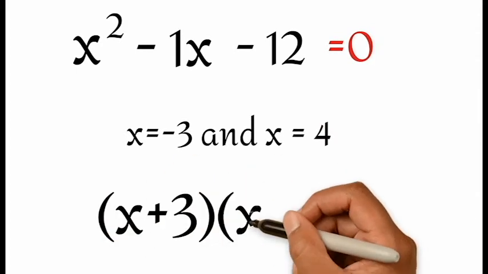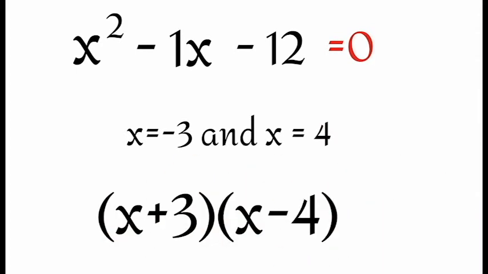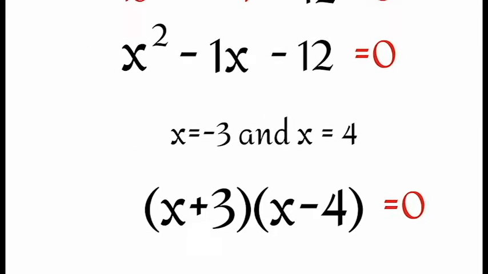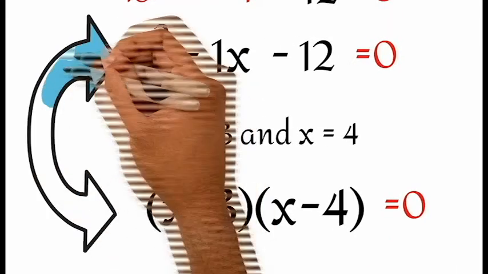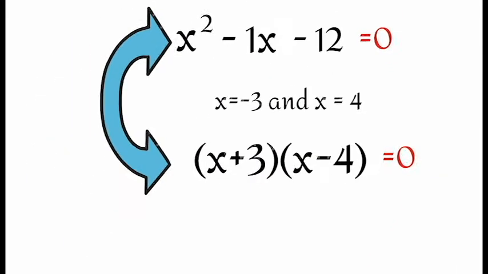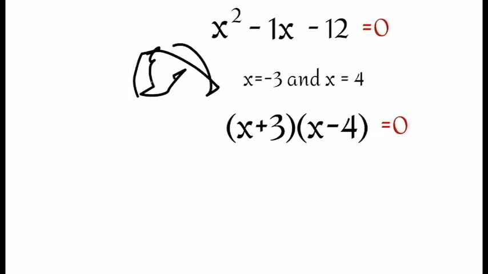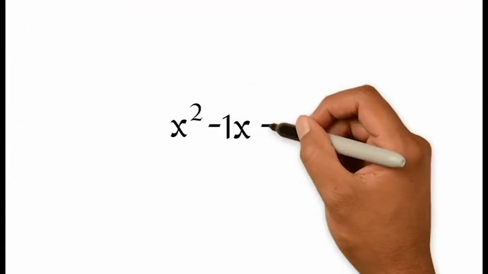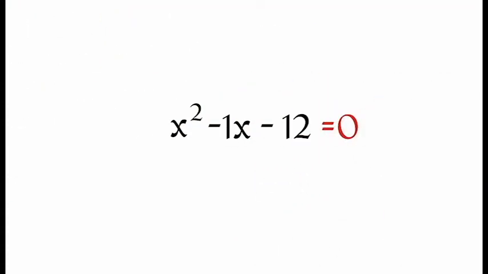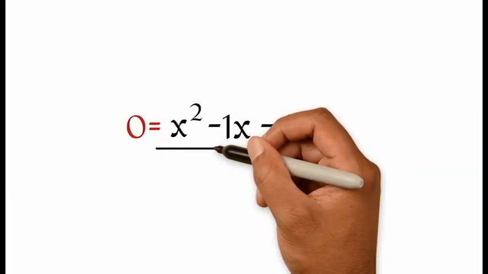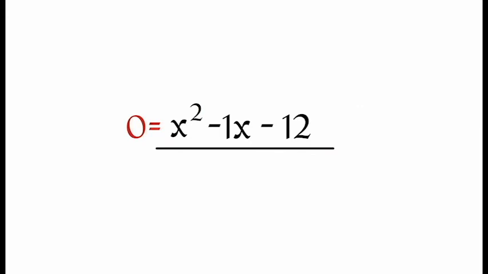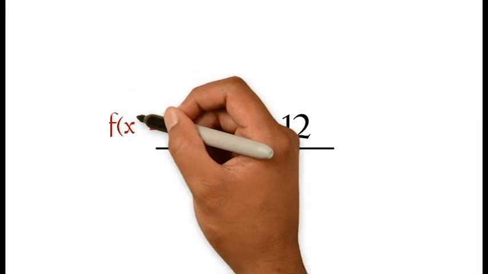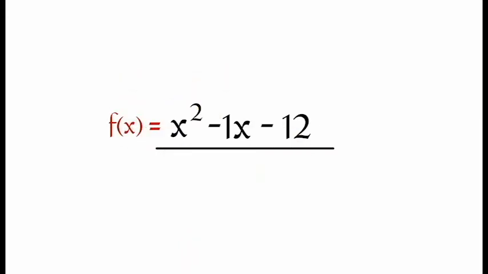Recall earlier that we said the answer to this is also negative 3 and 4. That's not a surprise, because these two are actually the same. You can go from this one to that one by factoring. When written like this, or this, you want to find a number that makes the expression equal to 0. If there's an f of x in the front, then it's a function.